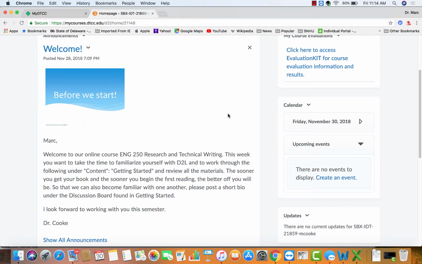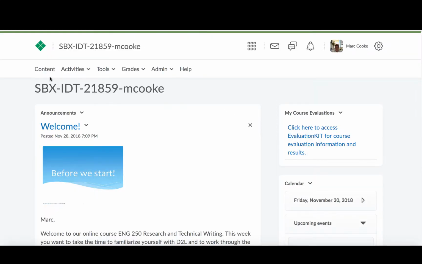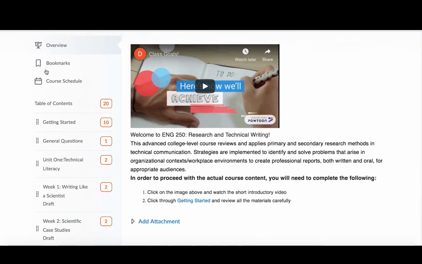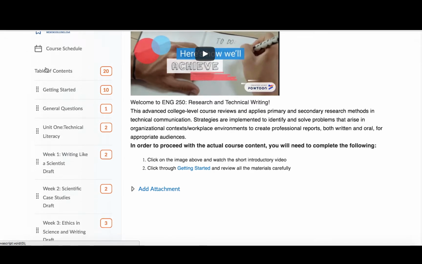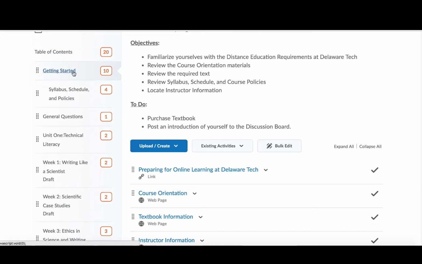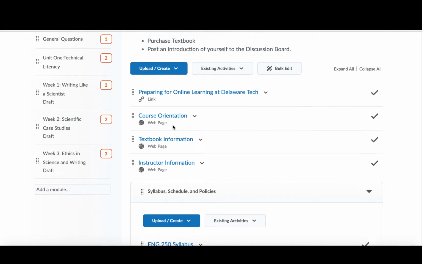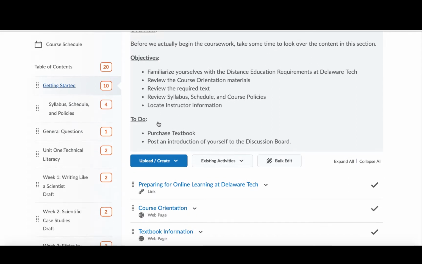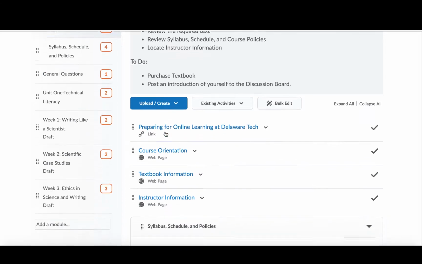Normally when students log on for the first time, they will see a welcome message, and as the semester continues, of course, they will see various announcements. Let's now go to the content area. So for week 0, which would be under getting started, I have a number of items on here. Of course, here's the overview for the week, and every week is the same. There's an overview, objectives, and sort of a to-do list.